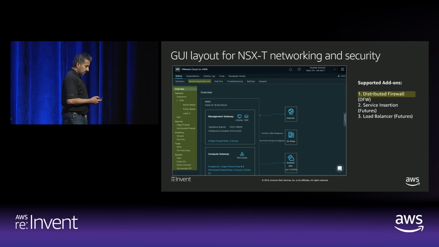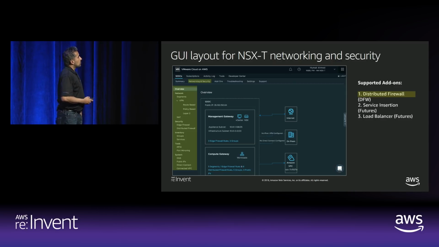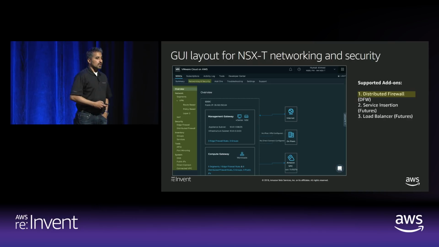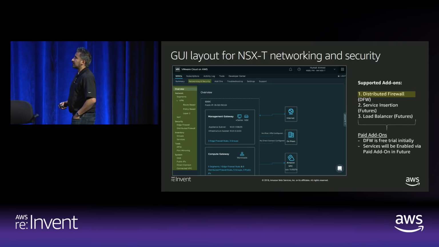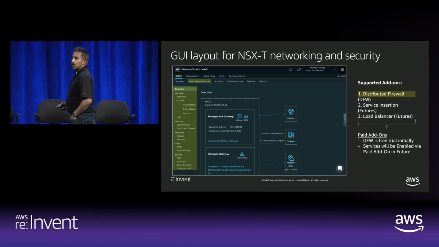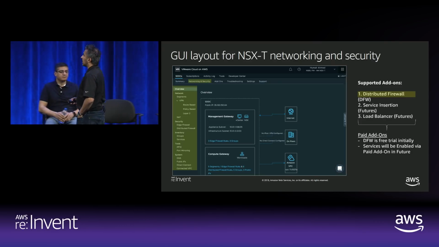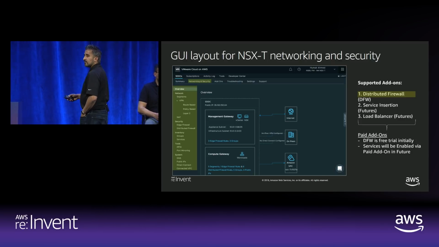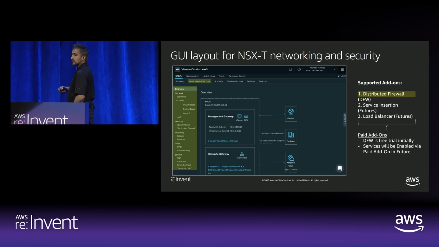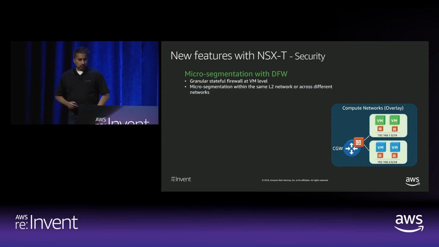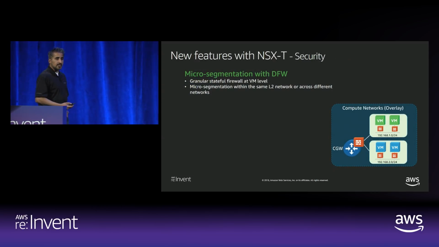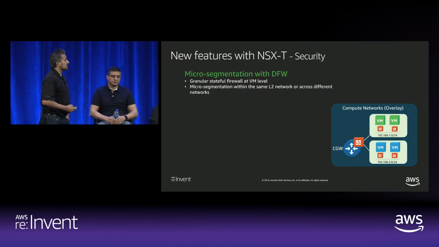And then there's an advanced services add-on as well, which includes things like distributed firewall, which is available now, service insertion in the future, and load balancer in the future. So this advanced services add-on is a paid feature, but it will include all of these features. Initially, this distributed firewall is a free trial, and when we enable the add-on functionality, this will be a paid feature. Okay? So now moving ahead quickly to some of the new capabilities and features provided by NSX-T.